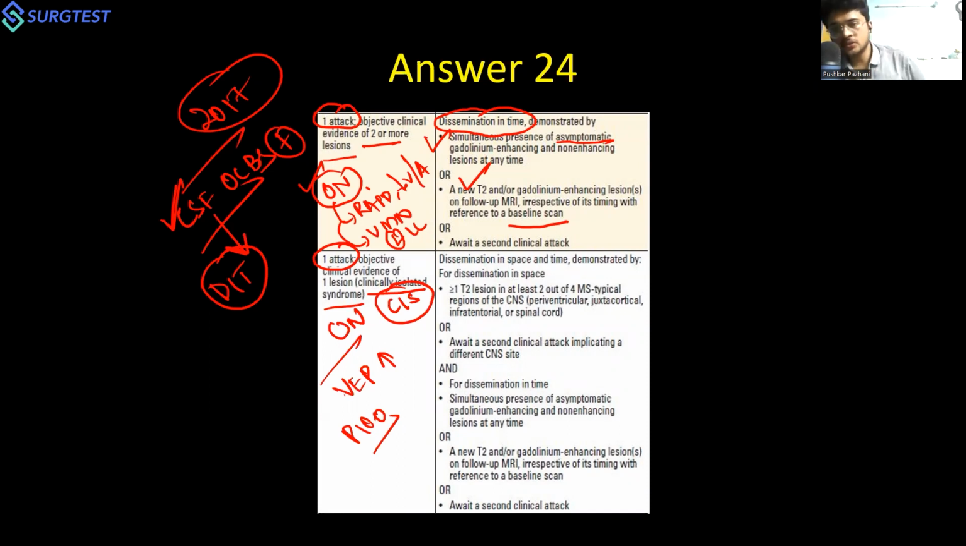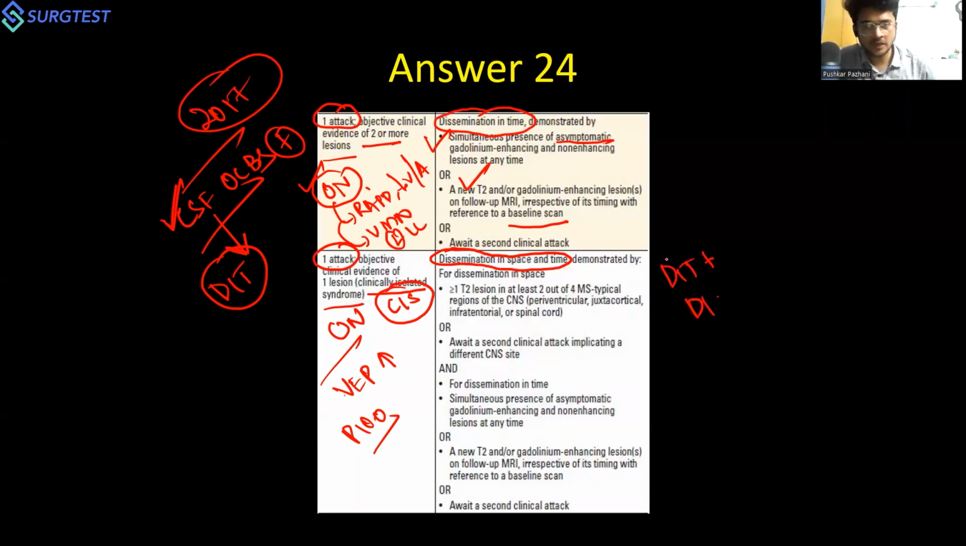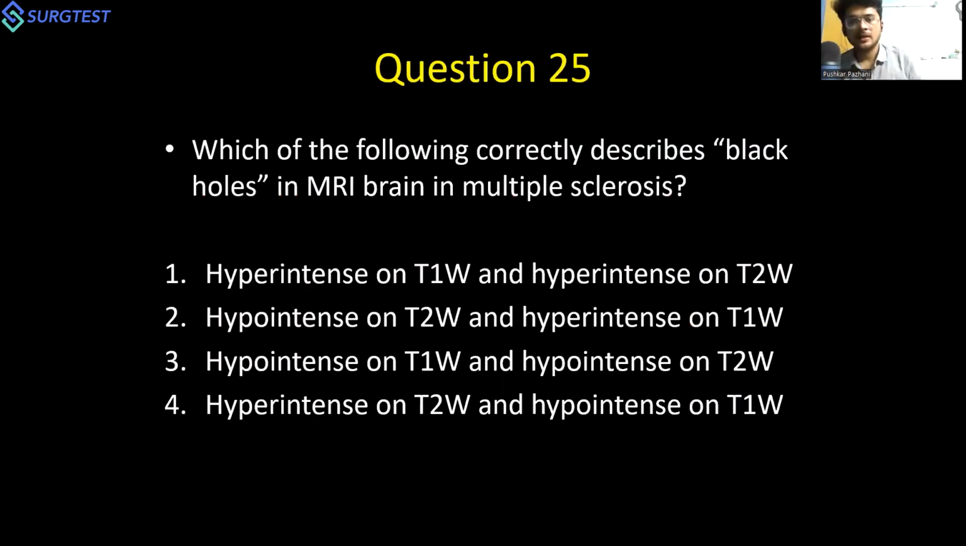So in this scenario, you need to demonstrate both dissemination in space as well as dissemination in time. Okay, so you need a DIT plus a DIS. I'm not going to repeat again. All of you know what is dissemination in time, and all of you know what is dissemination in space, so I'm not going to go into that. Okay, so that's a large MCQ. I think let's rush through the last 5 MCQs very soon.